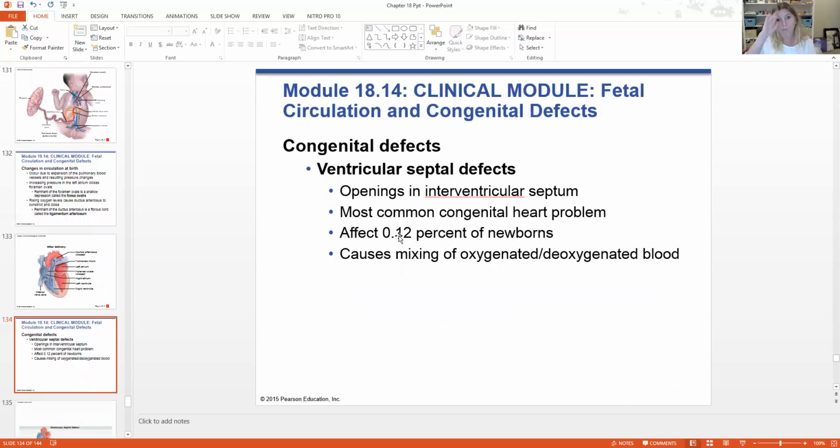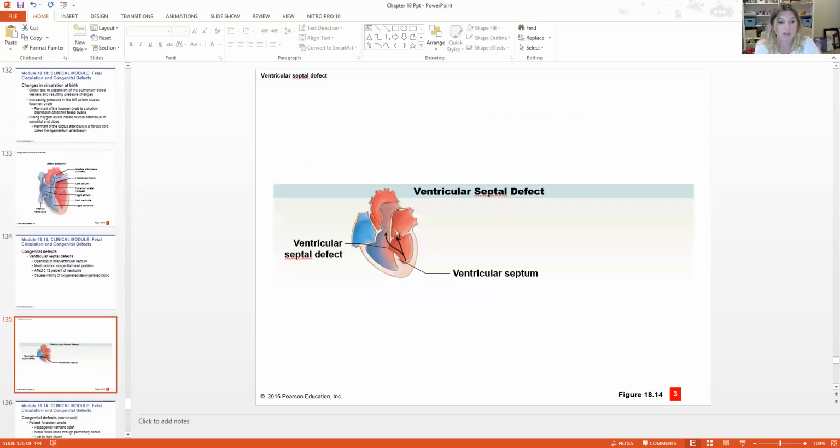So there are ventricular septal defects that can occur, or openings in the interventricular septum. It's the most common congenital heart problem, and it's still less than 1% of newborns. This is going to cause a mixing of oxygenated and deoxygenated blood, and generally you wouldn't even know that until later in life, and then a small surgery can just fix that.